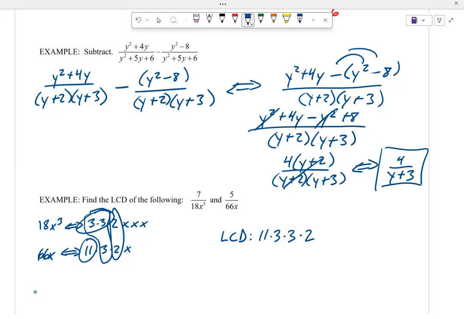And then I have 3 x's on the top, 1 on the bottom, so I got to have at least 3 x's. So then I just go ahead and multiply out 11 times 3 times 3 times 2, which is 198 x to the third. That would be my least common denominator if I was adding these two. I would want to have 198 x to the third be my least common denominator.